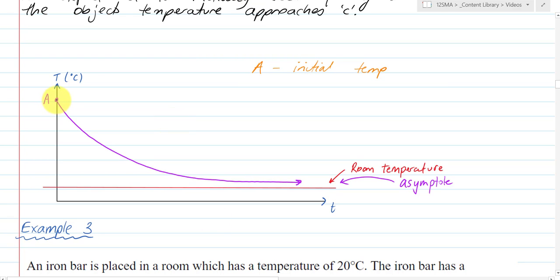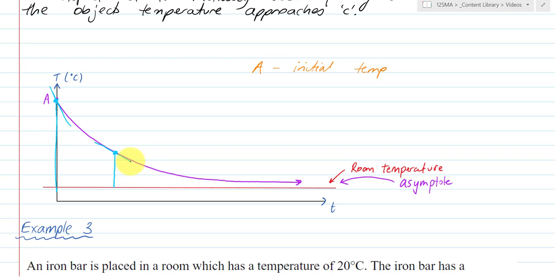So you can see it on here. At the start it cools quicker. The rate of change is quicker because the difference is bigger. As we get further on, the difference decreases and therefore the rate of change decreases. So you can see the tangent here is steeper than the tangent there. That makes sense, so take some time to think about it. Of course, you would expect something to cool down slower as it gets closer to room temperature.